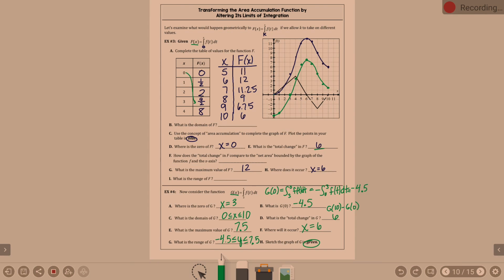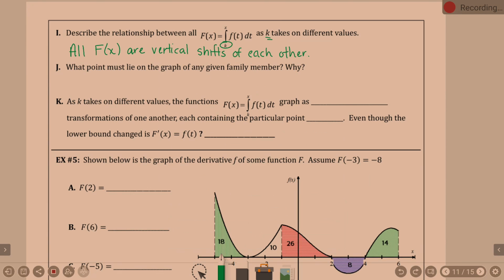In other words, when k and x are equal, right? Because here it was at 0, 0, and here it was at 3, 3. So the idea is when k and x are equal, the point k, 0 will always lie on the graph, because k is what you'll plug in to where k and x are equal, and you'll get 0. Okay, very good. So what do I have for my explanation?